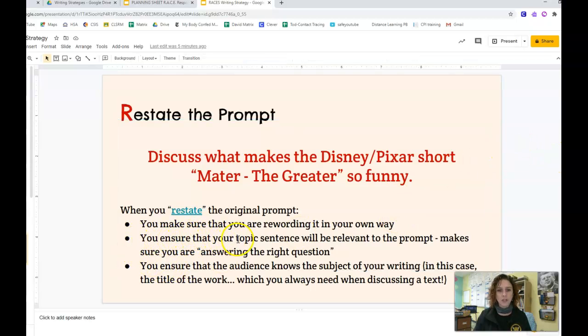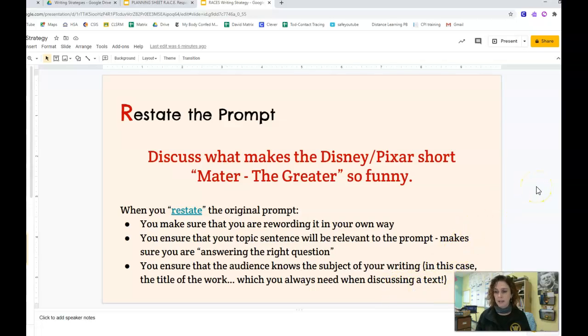You ensure that your topic sentence will be relevant to the prompt. It makes sure you're answering the right question. Okay, so if you first restate, then you've automatically set yourself up so that you will be talking about the thing you're supposed to be talking about and not something else. Okay? Three, you ensure that the audience knows the subject of your writing. In this case, the title of the work, which you always need when discussing a text.